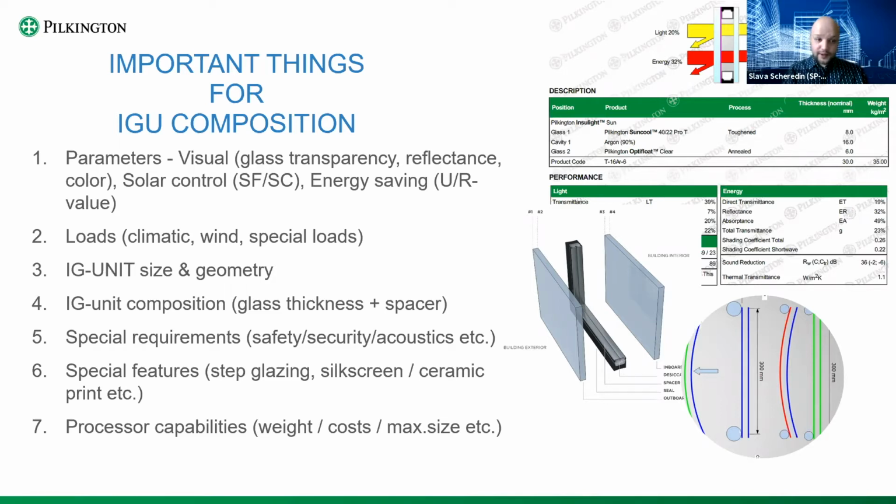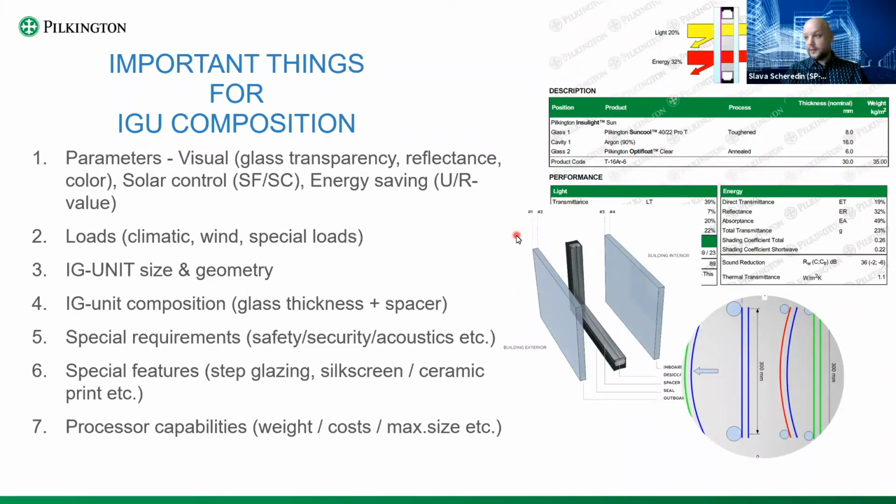Then in the size and geometry lies the core of the design, because from the size and geometry of the IG unit comes glass thickness, spacer width, and with that comes weight, cost, and so on. IG unit geometry and IG unit composition.